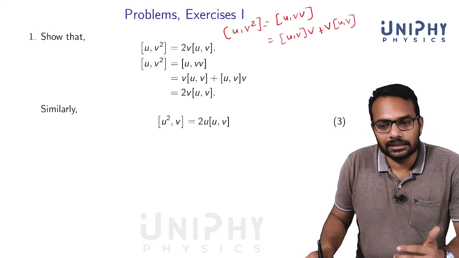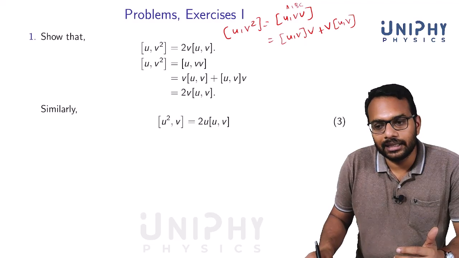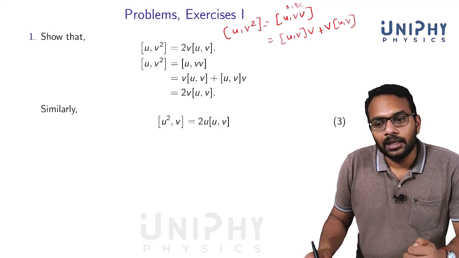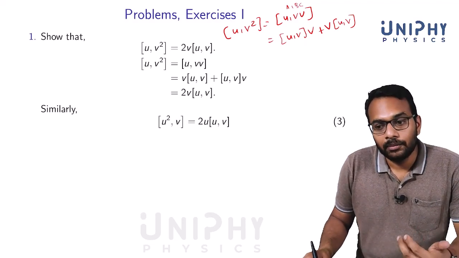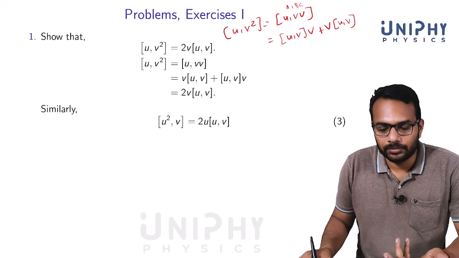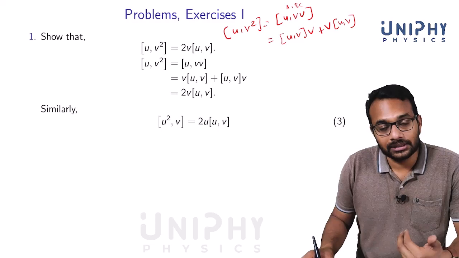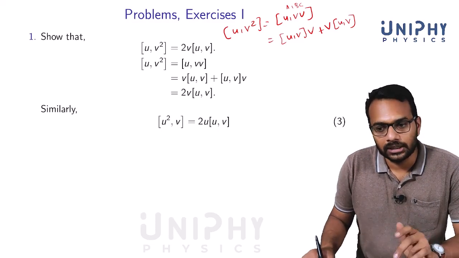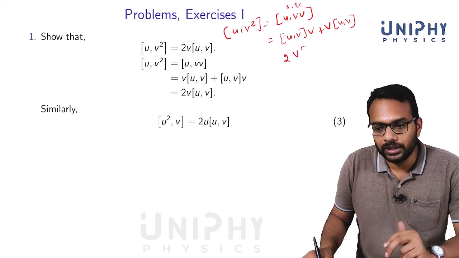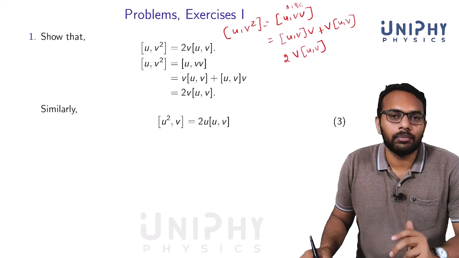It's like {a, bc}. Sorry, it's {a, b} multiplied by c plus {a, c} multiplied by b. So this is exactly the same term because the order does not matter. So it is 2v{u, v}. An important result.